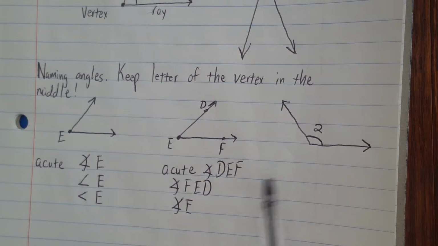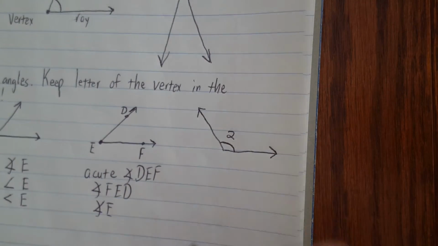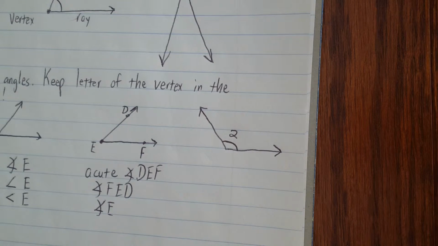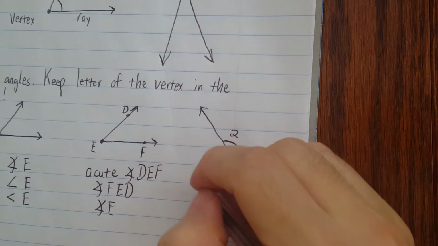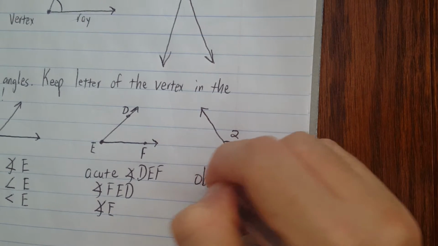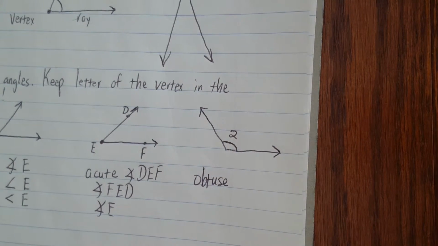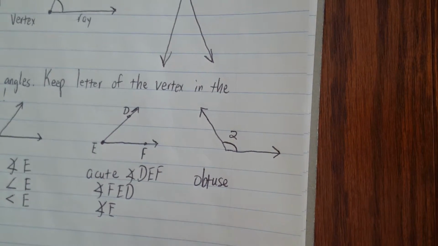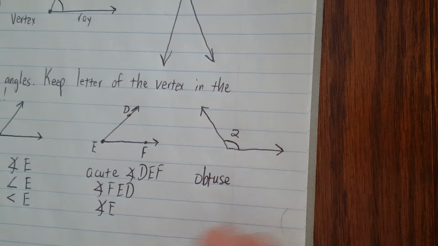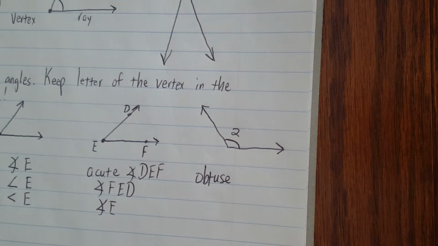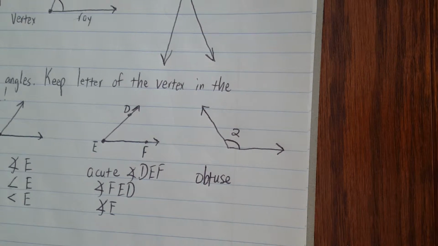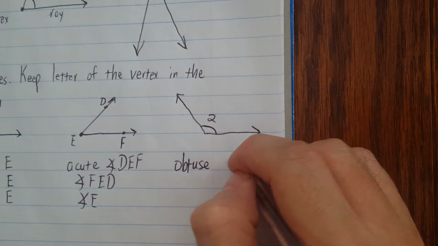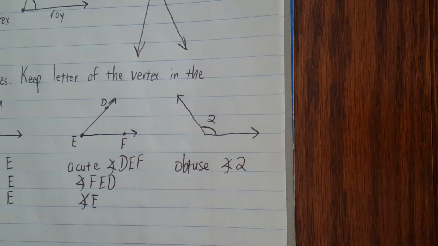Okay, so this angle over here, no longer an acute angle. Any angle that is greater than 90 degrees is obtuse, an obtuse angle. This angle being obtuse, there really is only one way to name this angle because there are no letters. It's just this and a number here. So I can just call this obtuse angle 2.